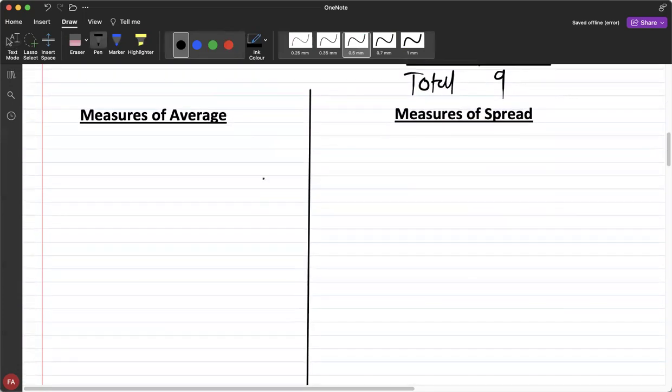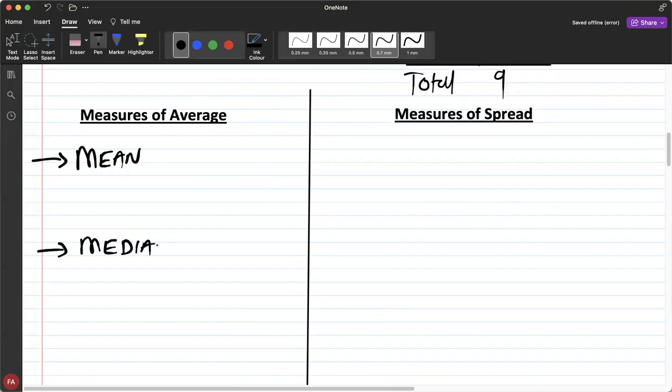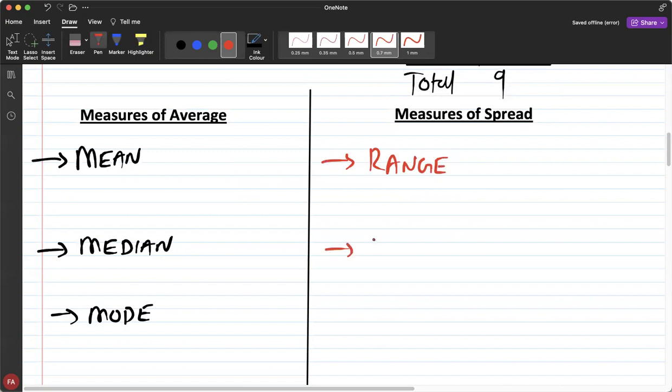Moving on, this chapter comprises two different aspects. One is to figure out the measures of average, and the other one is to figure out the measures of spread. When I say the word measures of average, that means we have three important subtopics in this. The first one is known as mean. Similarly, there's another one that is known as median. And finally, we have something known as mode. When I talk about measures of spread, in this case, we have range. Similarly, we also have something known as interquartile range, which is usually written down as IQR.